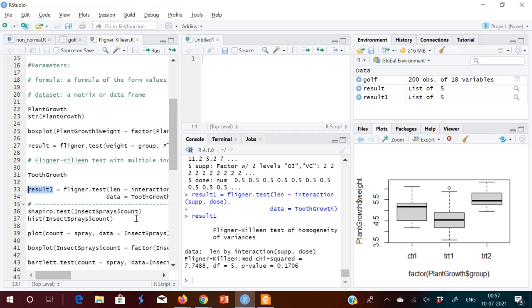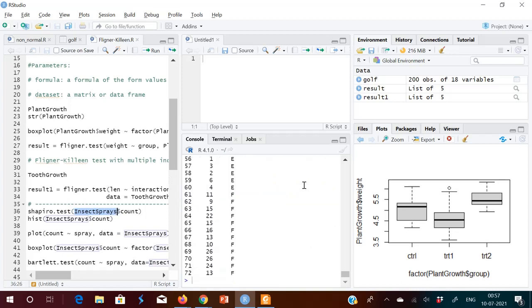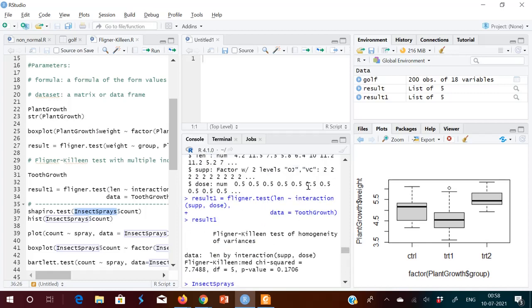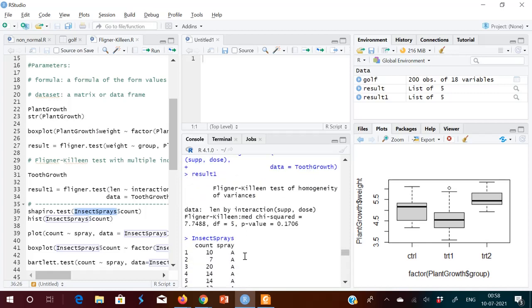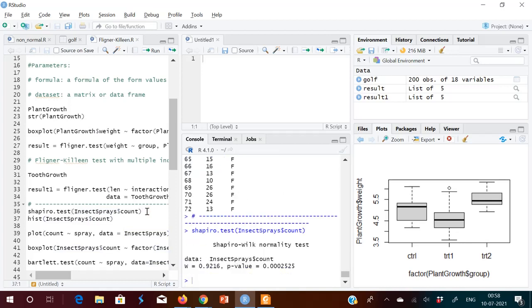Now there's another inbuilt dataset known as InsectSprays. See here, this is InsectSprays, 72 rows are there, count and spray. So let us do a Shapiro-Wilk test to see whether it is normally distributed or not. See, the p-value is very low, so it is not normally distributed.